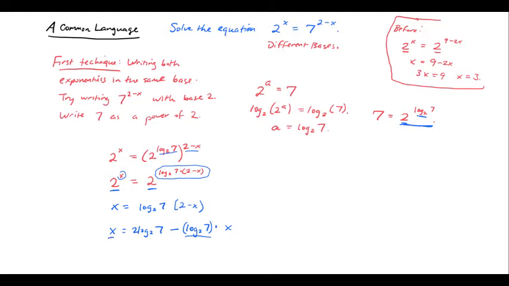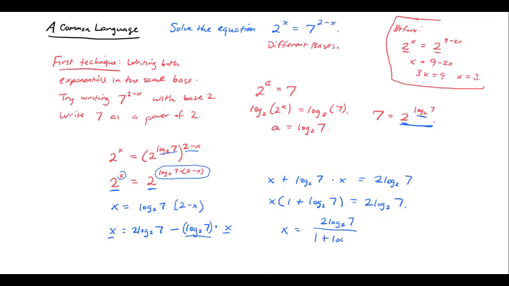I'm going to get all my x terms together and then solve as though this were just a simple linear equation, because that's actually what it is. So I'm going to add log base 2 of 7 times x to both sides and get x plus log base 2 of 7 times x equals 2 log base 2 of 7. And then I can factor the x on the left and get x times 1 plus log base 2 of 7, and that's equal to 2 log base 2 of 7. So now x is equal to 2 log base 2 of 7 over 1 plus log base 2 of 7.